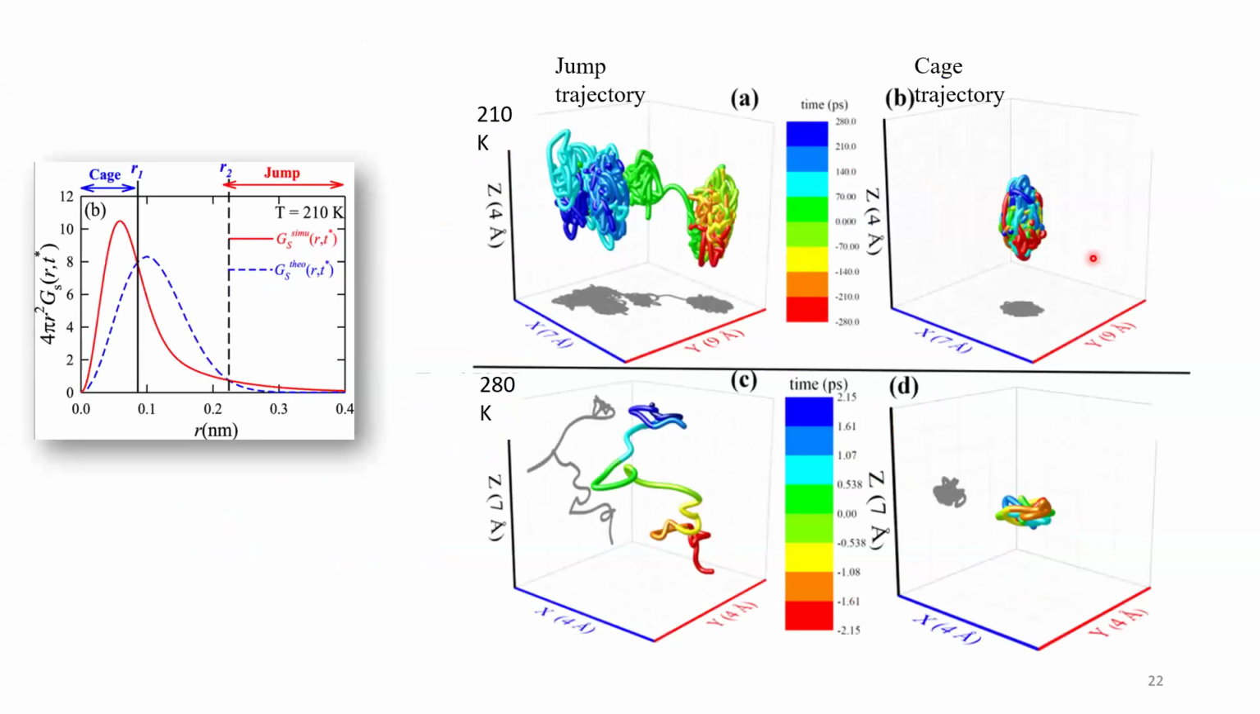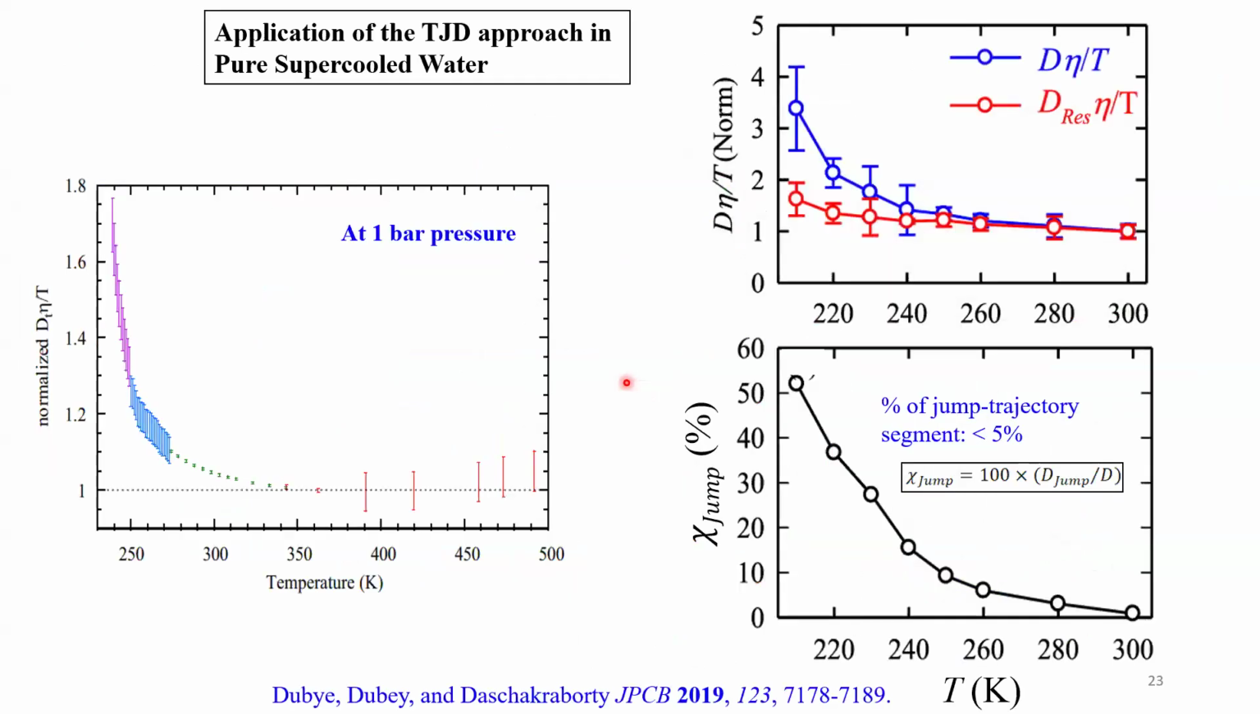And these are the visual proof that we can actually see the jumping segments and non-jumping segments. At the same time, you can see the jumping one has so much spreading, and here it is very small. Similar thing at two different temperatures. Now we calculate the total diffusion times viscosity by T. While this was very high at low temperature, 210 Kelvin, by the way, it follows the experimental trend very well, almost fully quantitatively.